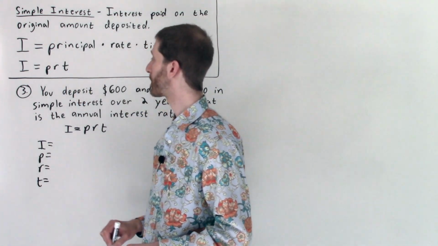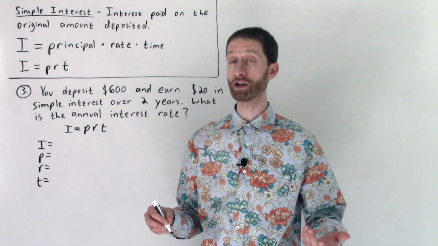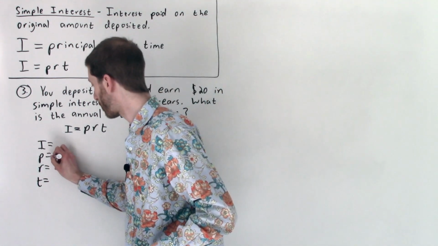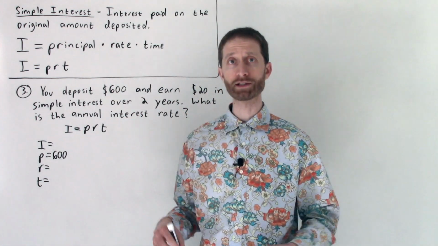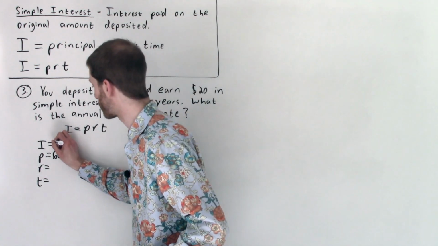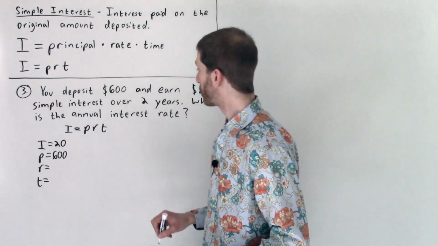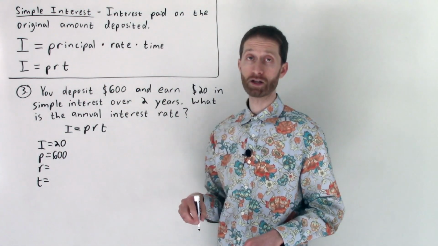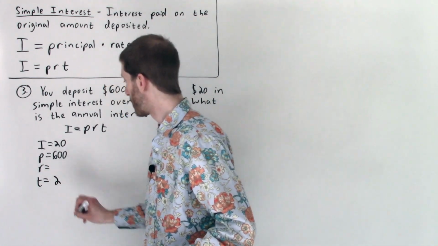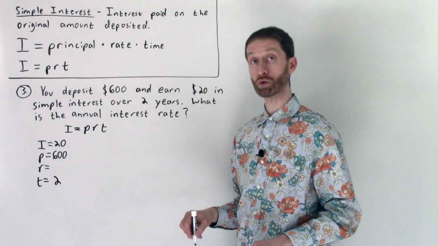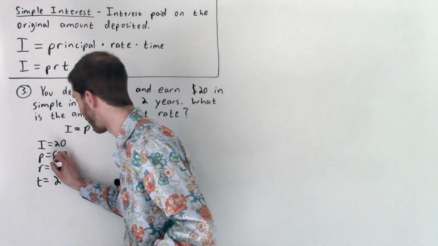Okay, well, the information that I have, I'm told that we deposited $600. So that's going to go under principal. And then we are told that we earned $20 in simple interest. So that is I for interest. Then we are told that we invested that money or put it into the bank for 2 years. So that would be the time. And then we're asked to find the annual interest rate. So the question mark goes with R.